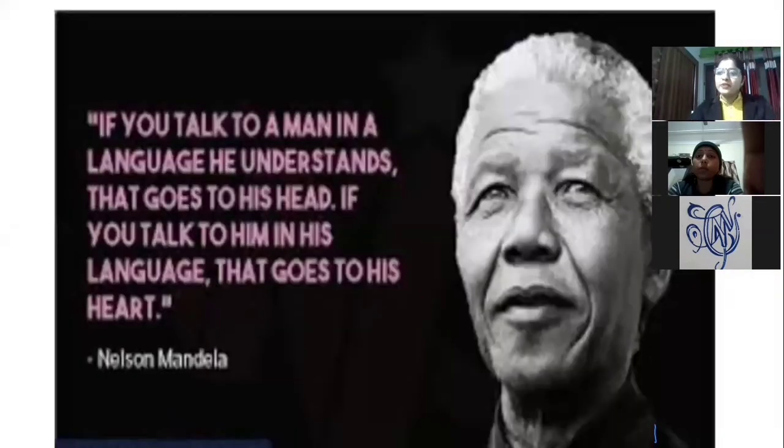Now, I would like to end the session with a quote given by Nelson Mandela: if you talk to a man in a language he understands, that goes to his head. And if you talk to him in his language, that goes to his heart. So if we adopt a second language policy, if we acquire another language, we still have the cultural identity. That is the foundation stone for any other language.